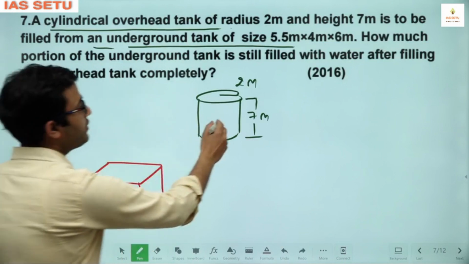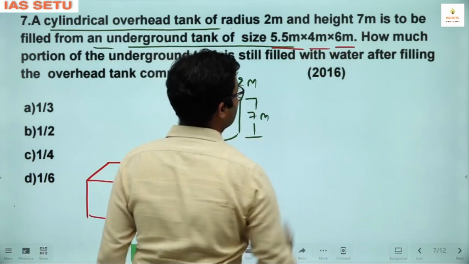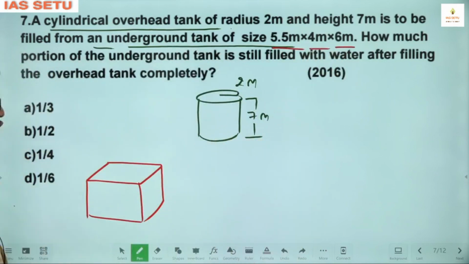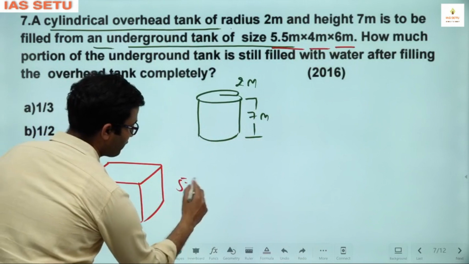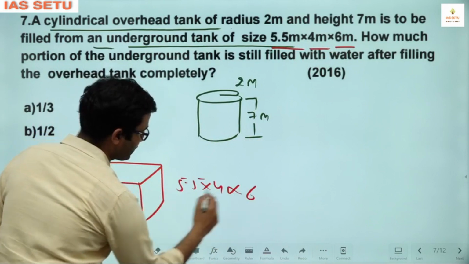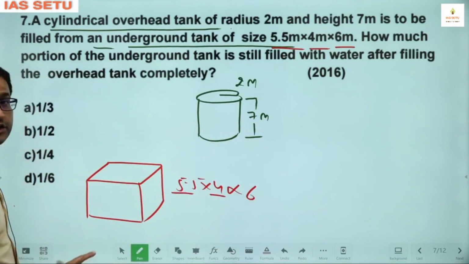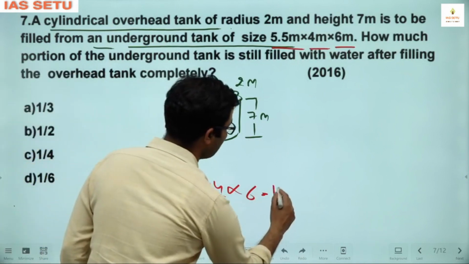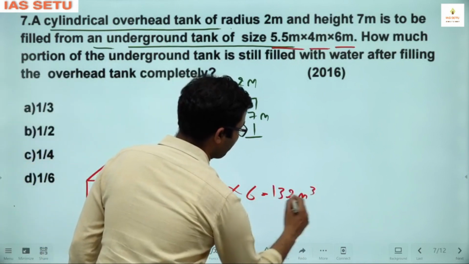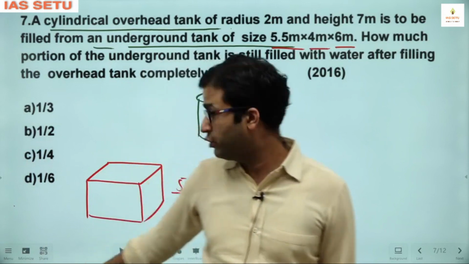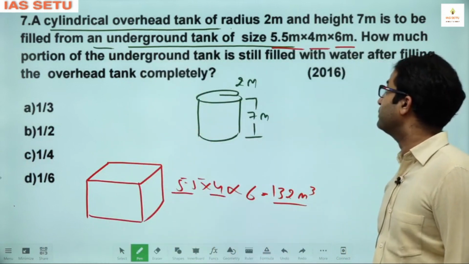Size 5.5 into 4 into 6. So what is the volume here? First thing, 5.5 into 4 into 6. 5.5 into 4 is 22, into 6 is 132 meter cube. So the capacity of this tank is 132 meter cube.